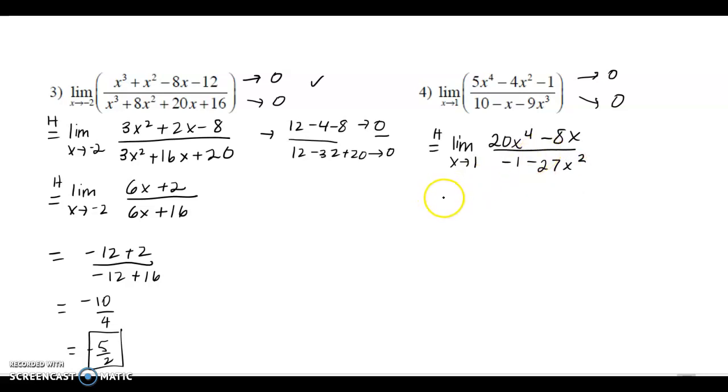Okay, so if I evaluate this at 1, I have 20 minus 8 over negative 1 minus 27. So just 12 over negative 28. I can simplify that a little bit. I'd get negative 3 over 7.